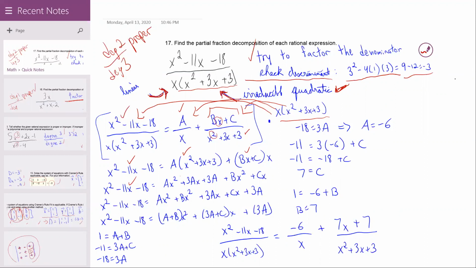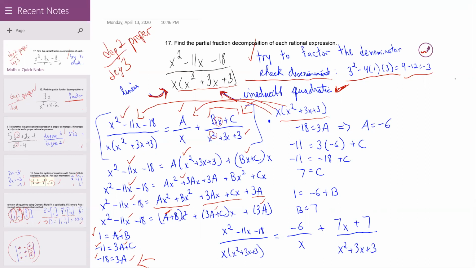So here is just a bunch of distributing, and I will actually rearrange. I'll put the x squareds together and the x's together and the constants together, and then I'll factor out the x squared, the x, and the constant. And now we're going to compare coefficients. So the coefficient of x squared on the left is 1, and it's a plus b on the right. For x, the coefficient is negative 11, and on the right is 3a plus c. And on the left, the constant coefficient is negative 18, and on the right is 3a.